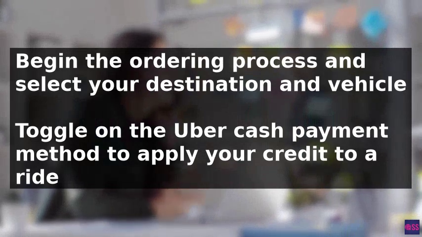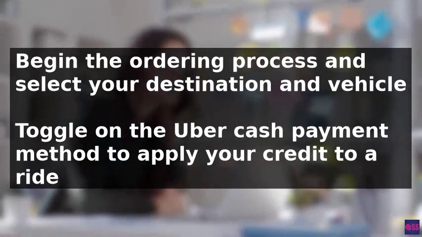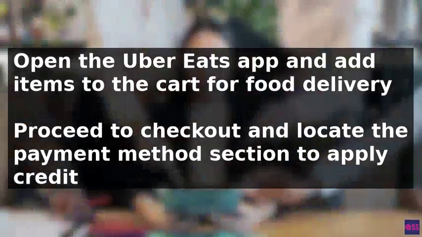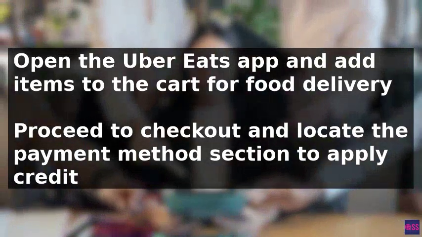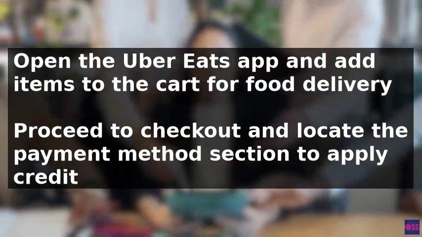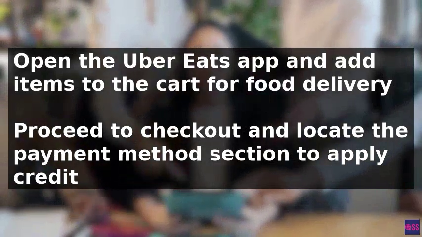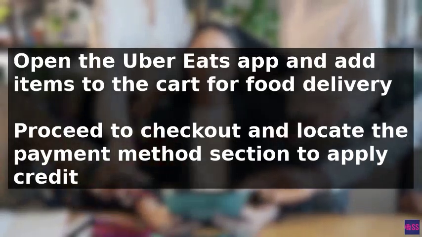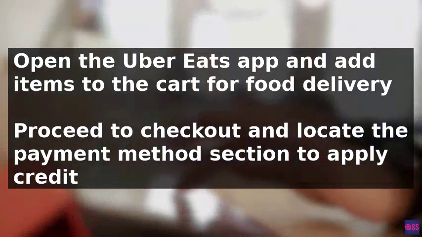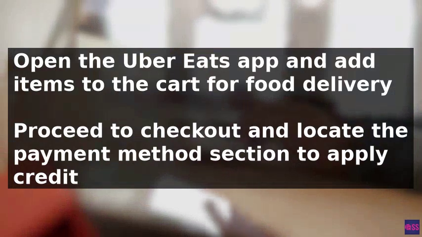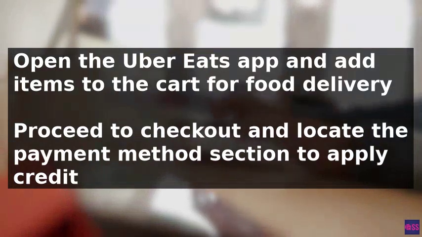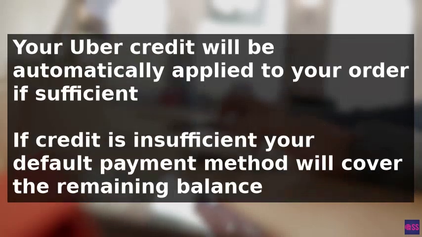If you want to use your Uber credit for food delivery, open the Uber Eats app, add your desired items to the cart, and then proceed to checkout. At this point, locate the payment method section beneath the total amount, toggle on the Uber Cash option, and complete your order. In most cases, your Uber credit will be automatically applied to your order.